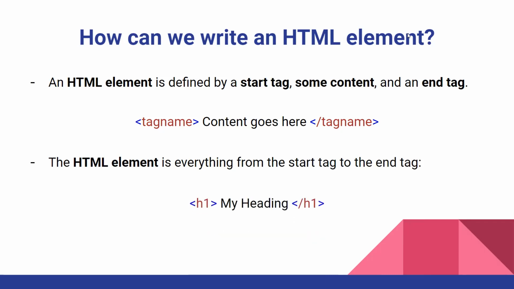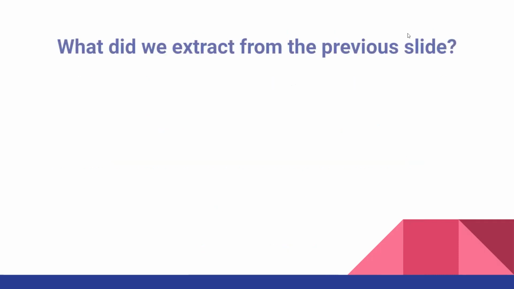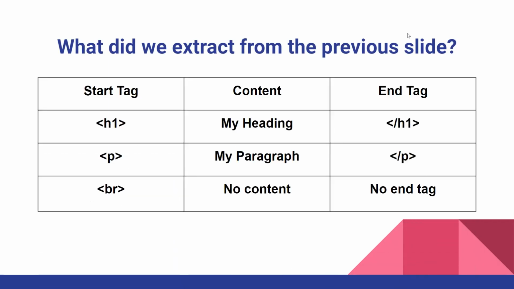The H1 element begins with the start tag, my heading is the content that is inside the tag name, and then the ending tag H1, which is defined by a slash that defines that this is an ending tag, not a starting tag. And the P element. So what did we extract from the previous slide?